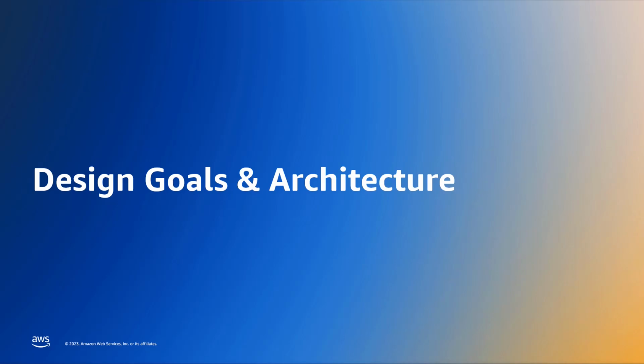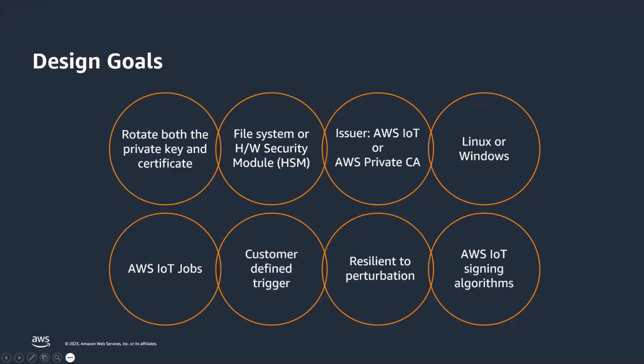Let's now cover the major design goals and the high-level architecture. A major design goal is to support rotation of the private key in addition to the device certificate. This allows recovery in the unlikely event of key compromise and also gives customers a pathway to change the key algorithm to more secure algorithms in future. Greengrass supports storing the certificate and private key in either the device file system or in a PKCS11 hardware security module. This solution supports either storage option.